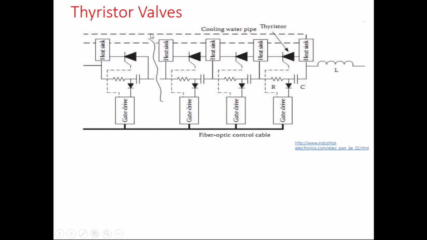You can see that this is one valve, a series combination of a number of thyristors. As I already told you, this is operated at a very high voltage level, so for cooling purposes we require a heat sink, but the heat sink is not sufficient. For that we require cooling with deionized water, which circulates in this pipe and provides cooling to this valve.